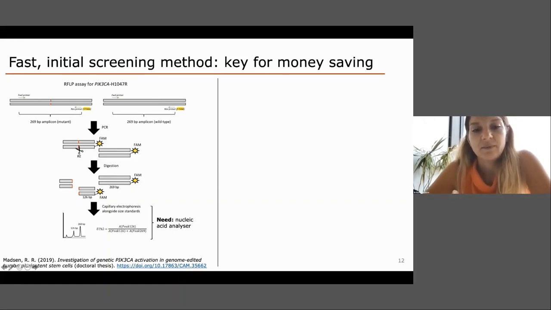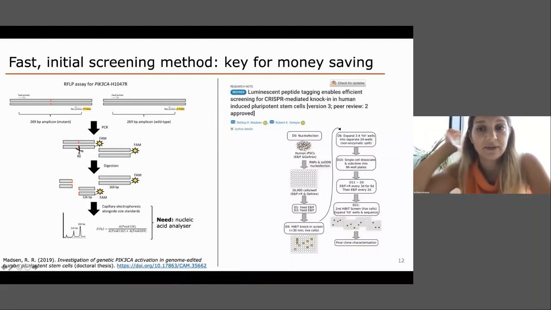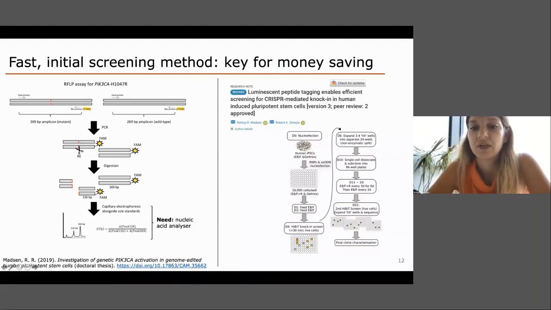But this can be made even more efficient, and that's something I worked towards at the end of my stay in Rob's lab, where I was aiming to optimize or set up a co-selection method relying on the knock-in of a luminescent peptide tag onto an extracellular surface protein on the hiPSCs, which would then allow me detection of successful knock-ins by simply screening for luminescence. And this, importantly, can be done in live cells and takes less than 30 minutes, so you don't have to replica plate or to extract DNA from the cells.